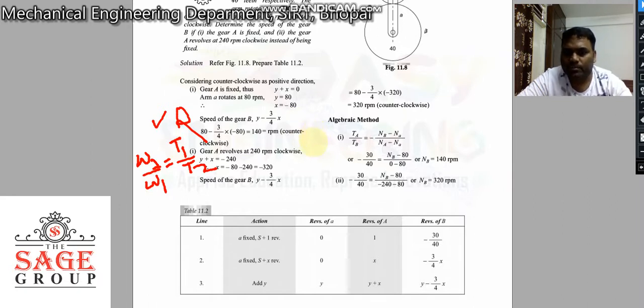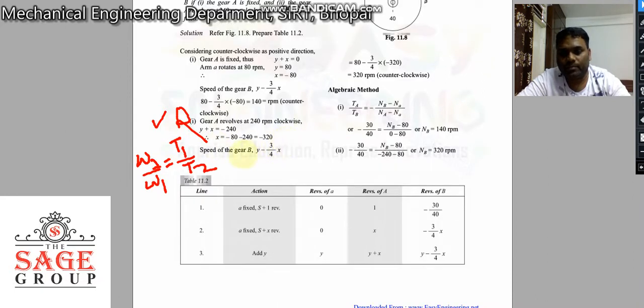Similarly, in the second part, the speed of A is 240 clockwise. Since we have considered anticlockwise as positive, clockwise will be negative, so we use a minus sign. Then we find x from here and use the final table again: this represents the speed of B, this represents the speed of A, and this represents the speed of the arm.